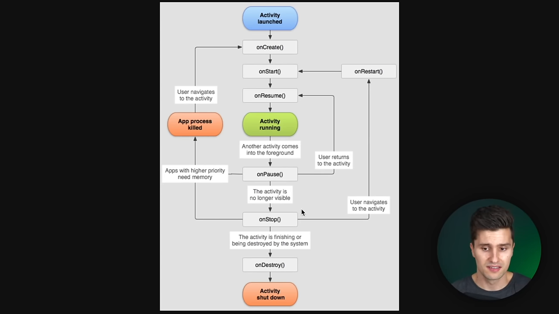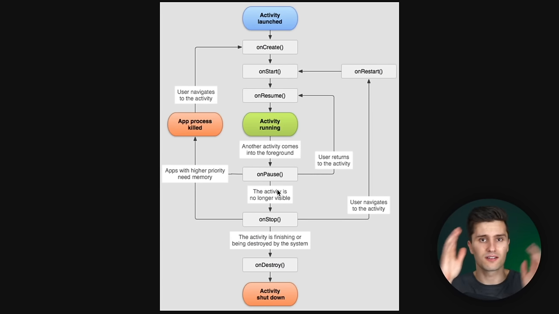So what's then the difference between the stop state and the pause state? If an activity is in the stop state, you can be sure that it's not visible to the user anymore. If it's in the pause state, it could still be that the user is seeing a dialogue and the actual activity that is paused is still somehow in the background.